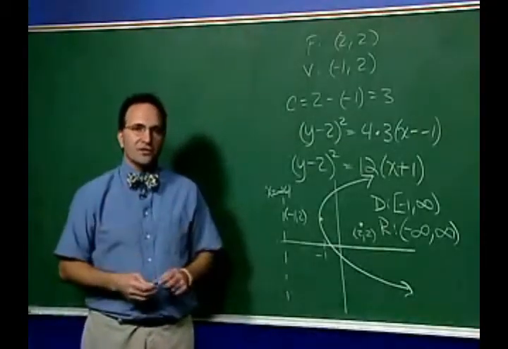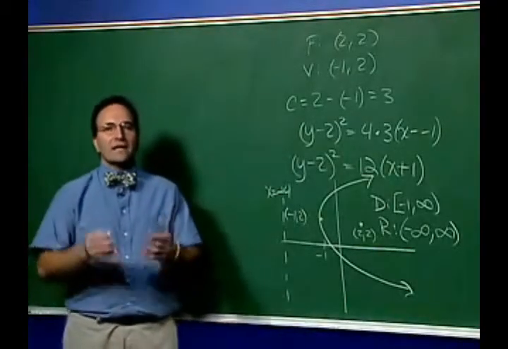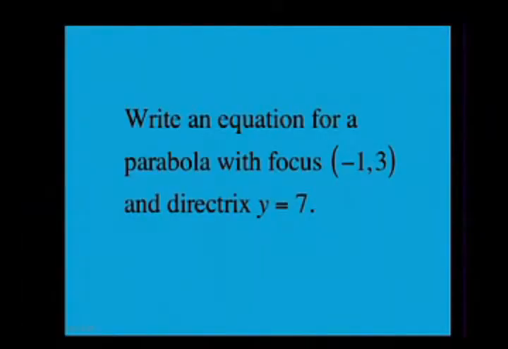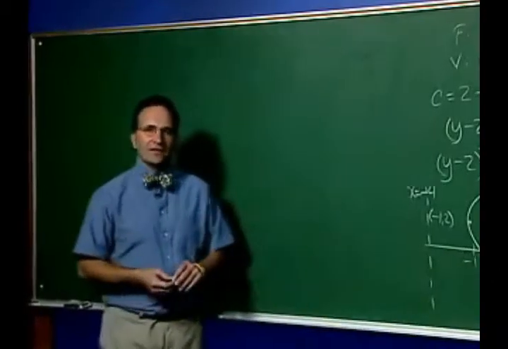And now it's time for you to try a problem. I would like you to do the following example. Write an equation for a parabola with a focus of (−1, 3) and a directrix of y = 7. Pause the video to work on this problem, and when you are finished, restart the video to check your solution. Let's find out how you did on this problem.